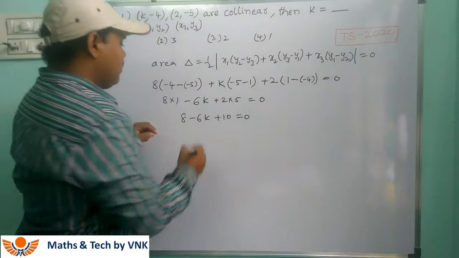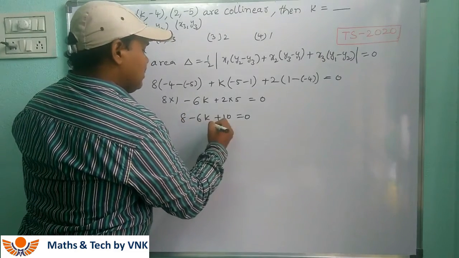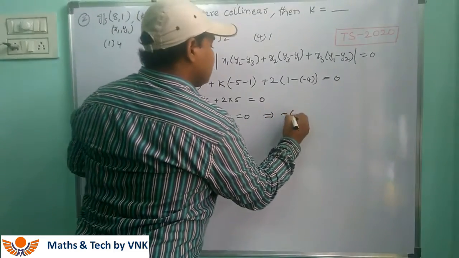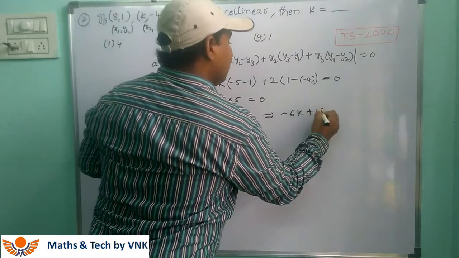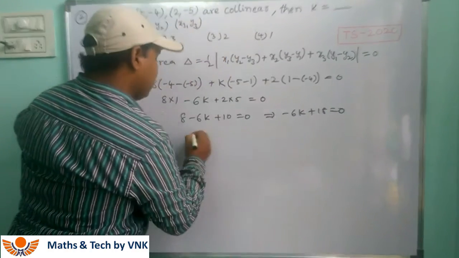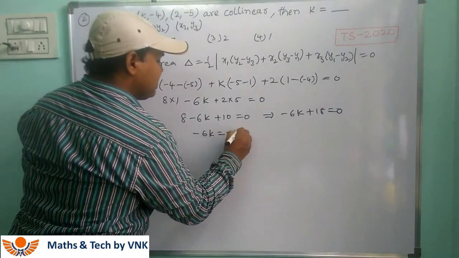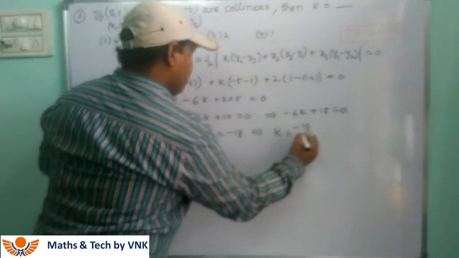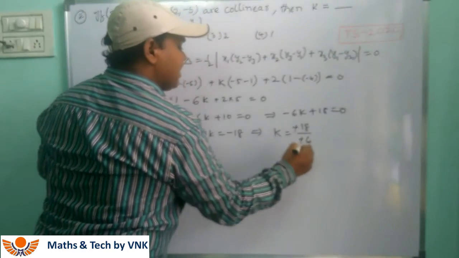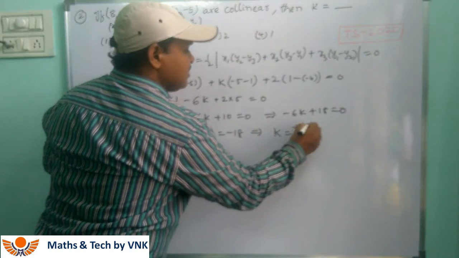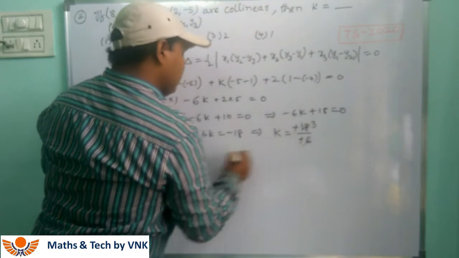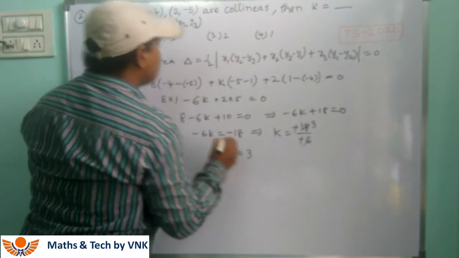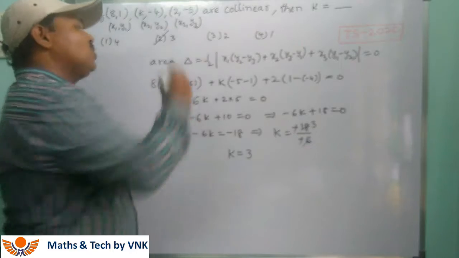So 8 plus 10 is 18, that is minus 6k plus 18 is equal to 0. So minus 6k is equal to minus 18, then k is equal to minus 18 by -6, minus get cancel, 6 3 times is 18, so k is equal to 3. So the correct option is 2.